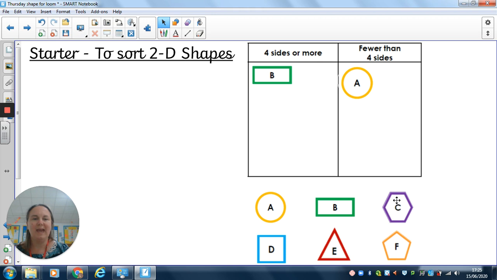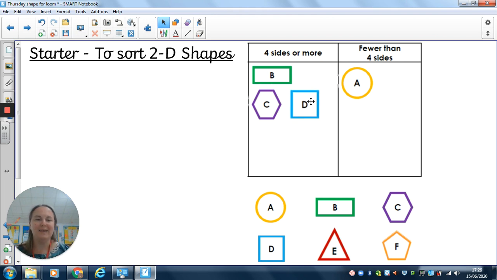Okay, so here we have a hexagon. It has 6 sides, so it's going to go in the more than 4 over here. Well done if you got that one right. Let's have a look at D. So with D, count the sides and then point to which column I should move it to. Are we ready? So our square has 1, 2, 3, 4 sides, so it would go in this section.